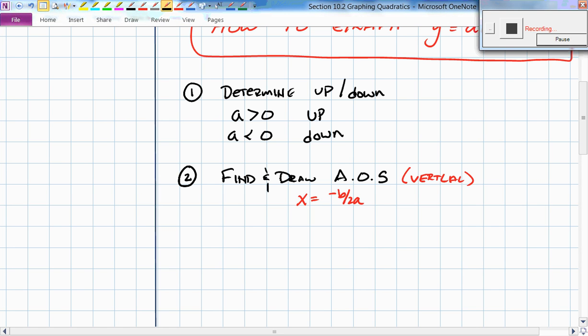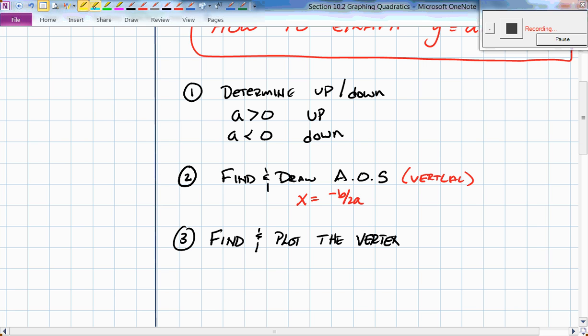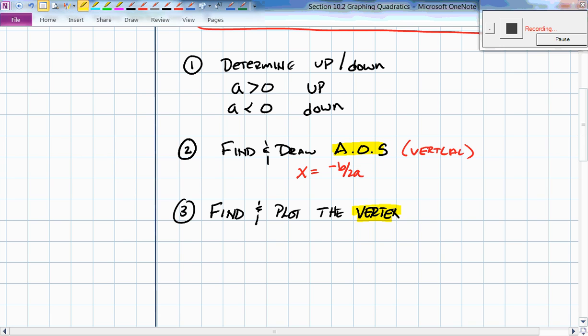So, step number 3. We are going to find and plot the vertex. Okay, so the vertex, this is a key vocab word. Axis of symmetry is a key vocab word. So I'm highlighting all the key vocab words for you. We're going to find and plot the vertex. Now, the vertex is a location. It's an x and a y. Do you guys agree with that part so far, right?